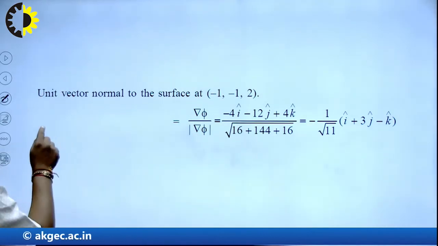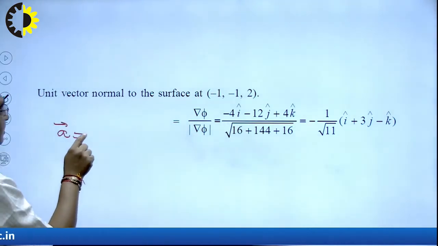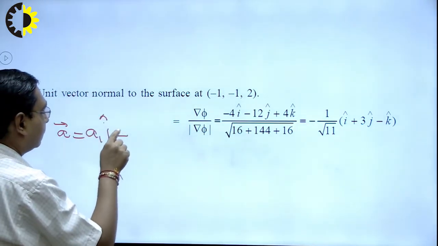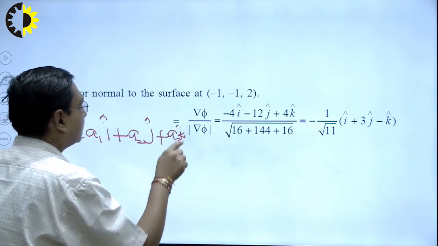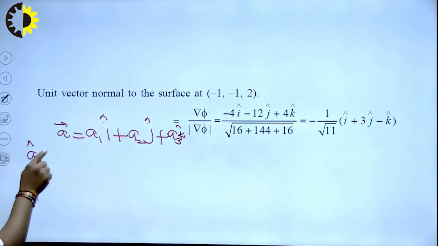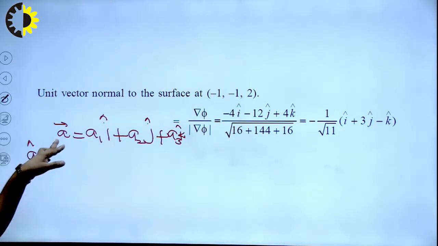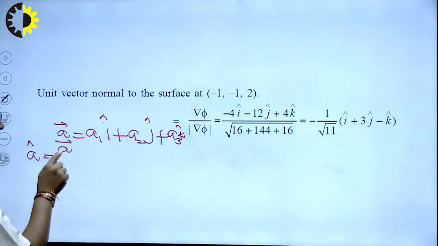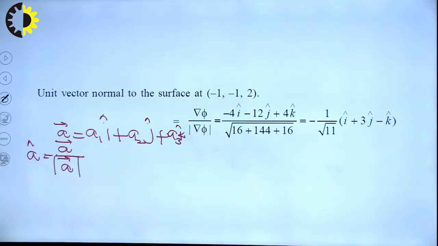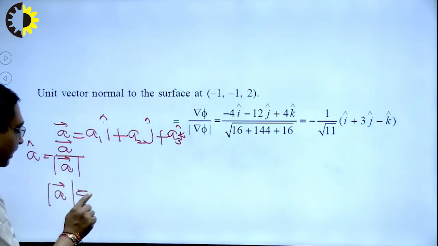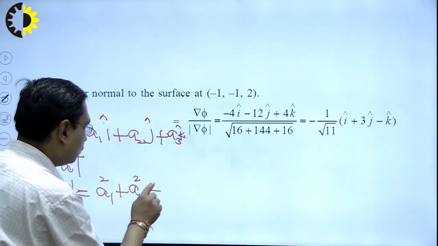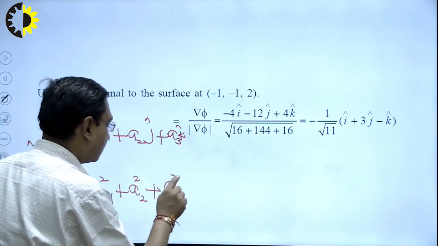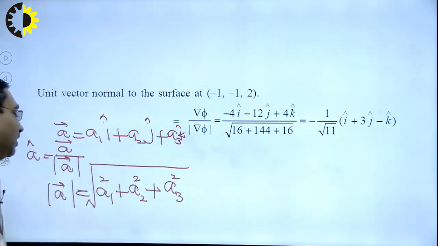Now, if vector A is a1 i cap plus a2 j cap plus a3 k cap, then to find the unit vector in the direction of this vector A, we use vector A divided by modulus of vector A, and for this vector A, the modulus is calculated using square root of a1 square plus a2 square plus a3 square.